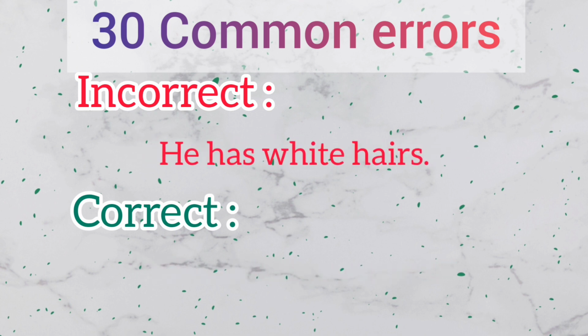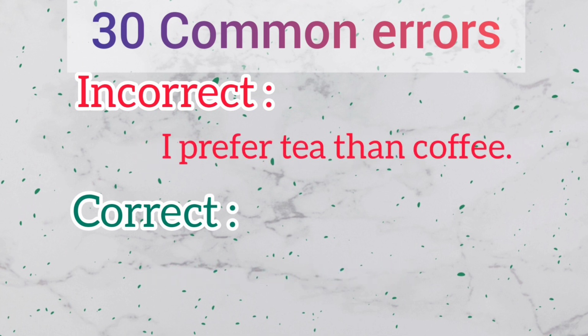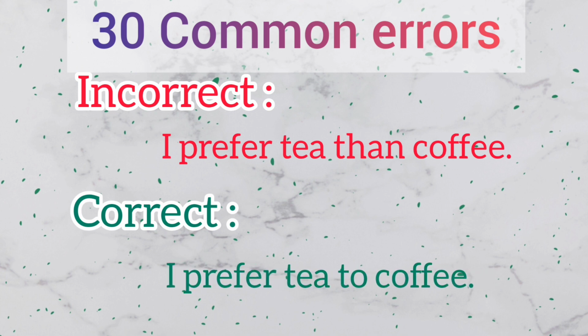Next one is, he has white hairs. The correct sentence is, he has white hair. All the hair on one's head is considered uncountable and so hairs is almost always incorrect. Next one is, I prefer tea than coffee. The correct sentence is, I prefer tea to coffee.